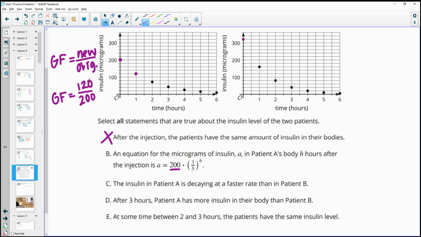Then we can simplify this by dividing by 10. And then each of these, divide by 4. So 12 divided by 4 is 3, and 20 divided by 4 is 5. And we see that that matches. So B is true.